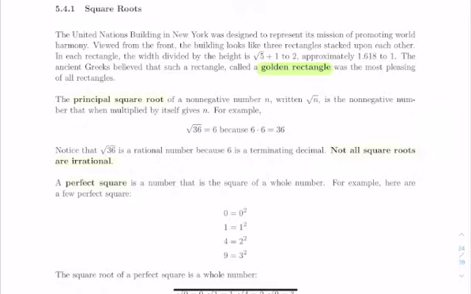The principal square root of a non-negative number n, written the square root of n, is the non-negative number that when multiplied by itself gives n. So for example, the square root of 36 is equal to 6 because 6 times 6 equals 36. Notice that the square root of 36 is a rational number because 6 is a terminating decimal. However, not all square roots are irrational.